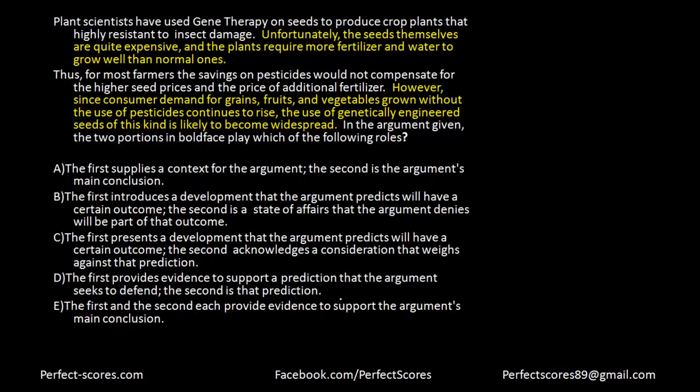Let's try another question. This one is on genetic engineering. The question says, in the argument given, the two portions in boldface play which of the following roles? So let me put down my options here. Okay, plant scientists have used gene therapy on seeds to produce crop plants that are highly resistant to insect damage.